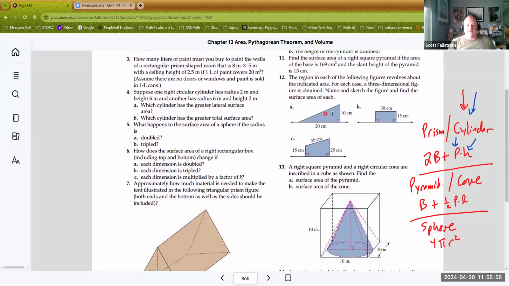Okay, next up, number 12. So what we have is region of each of the following. A three-dimensional figure obtained. Sketch the figure and find the surface area of each. So when you spin this one around, take a look at what you're going to get.